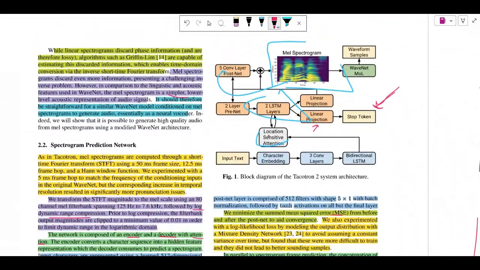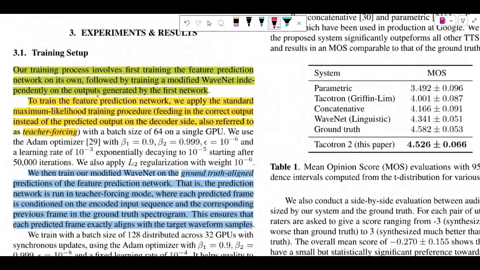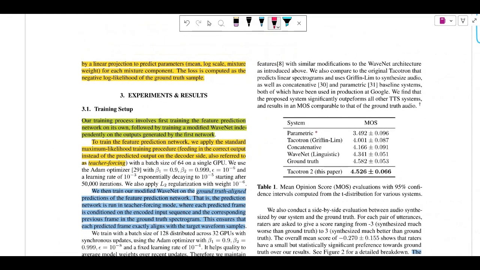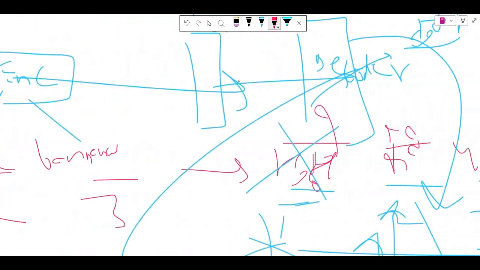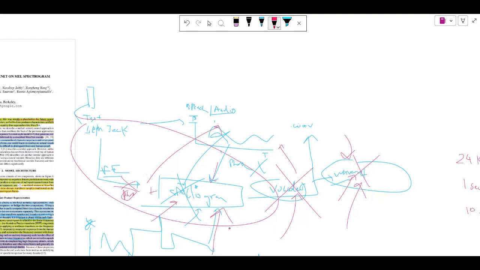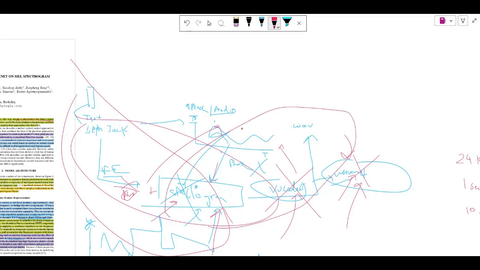Most of it is not being used right now in the latest approaches, but it was one of the revolutionary things at that time. So now looking at the experiments and results. They train the model in 2 steps. They first train the mel spectrogram predictor and then the vocoder. Going back to our diagram, they first train this part, which takes the text and predicts the spectrogram, and then they train the WaveNet, which takes the spectrogram and predicts the wave.